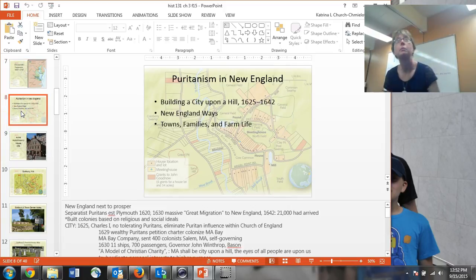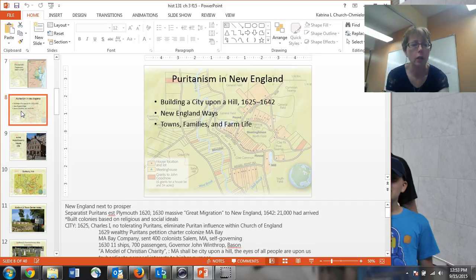Okay, so Puritanism in New England, building a city upon a hill. Okay, you had Plymouth Plantation in 1620. You had the massive Great Migration to New England in 1630. By 1642, 21,000 people had arrived in New England. And the building a city upon a hill was all about building a city with religious and social ideals in the Puritan way, right? It was all about the Puritans.